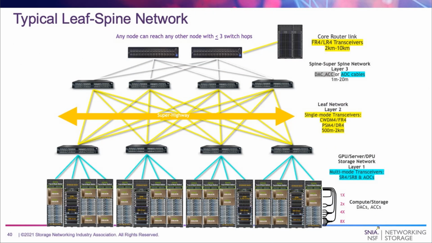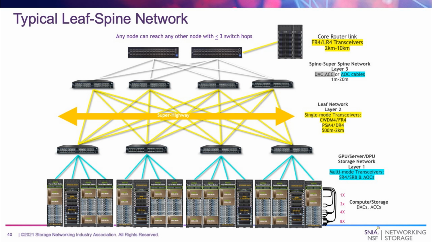Here's another way of looking at it. Down below, you've got all the compute and storage elements, DAC in the rack, and coming out of the top of rack switch with the Aqua multimode, either AOCs or transceivers, to a leaf switch. And the leaf and the spine, which is the next set of switches up above, this forms a sort of superhighway.